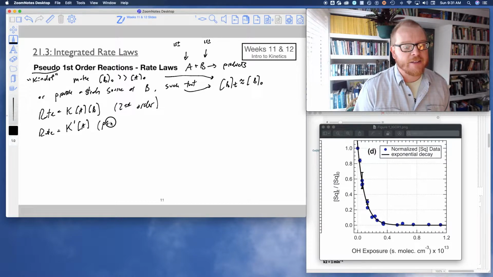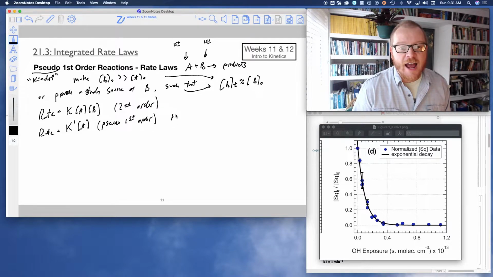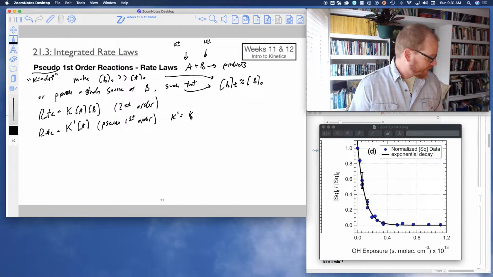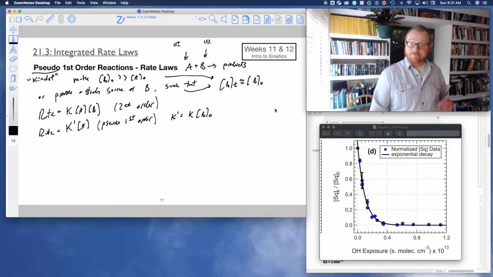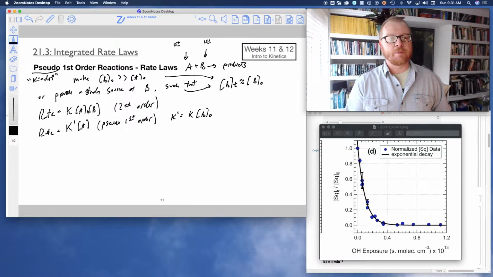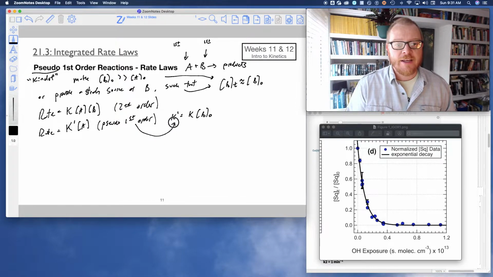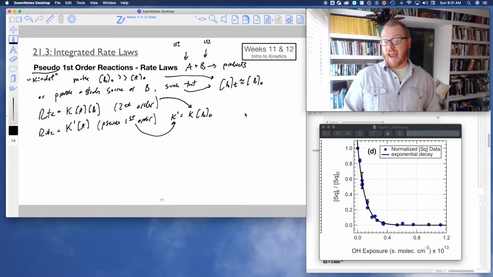All right, so then I'll write next to that pseudo first order. And we recognize now that k prime, the pseudo first order rate constant, is going to equal the second order rate constant times the initial B concentration. Okay? So in other words, we absorb this B concentration into k, and we get a pseudo first order rate constant. Okay, so I'll say our pseudo first order rate constant is k prime with the appropriate units of 1/seconds, and our second order rate constant is this k right here.